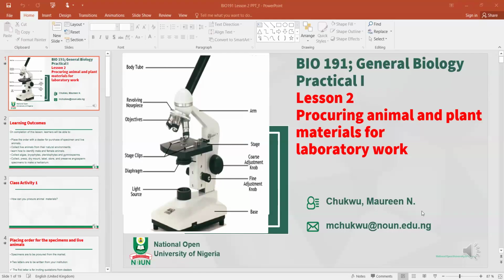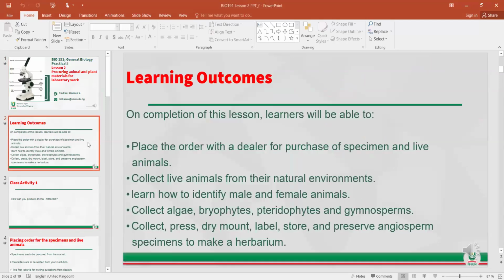Our topic once again is procuring animal and plant materials for laboratory work. Learning outcomes. On completion of this lesson, you'll be able to place the order with a dealer for purchase of specimen and live animals. Collect live animals from their natural environment. Learn how to identify male and female animals. Collect algae, bryophytes, pteridophytes, and gymnosperms. And collect, press, dry, mount, label, store, and preserve angiosperm specimen to make a herbarium.